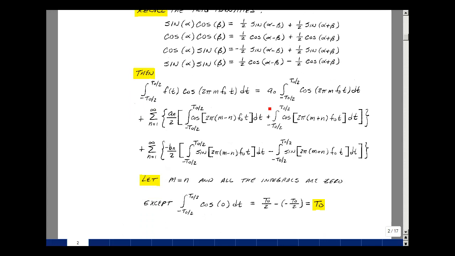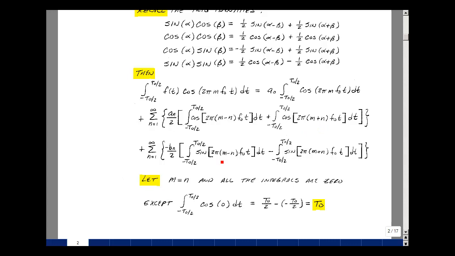So on the right-hand side of the equation, I have a0 times the integral over a period of the cosine of 2 pi m equals n f naught t, but the integral of a cosine over a period is just equal to 0. In other words, the area above 0 is the same as the area below 0 in one period. Although this term here, I've got m equal to n, so I've got the cosine of 0, but that's equal to 1. Here, when m equals n, I've got the cosine of 2 pi times 2n f naught t, and again, that's the integral of a cosine over a period, which is going to be equal to 0.